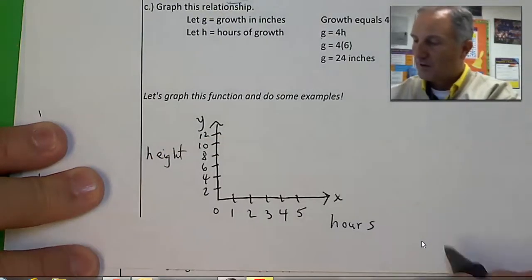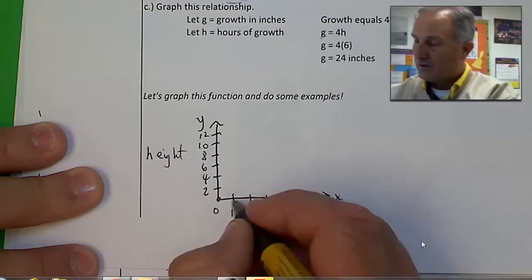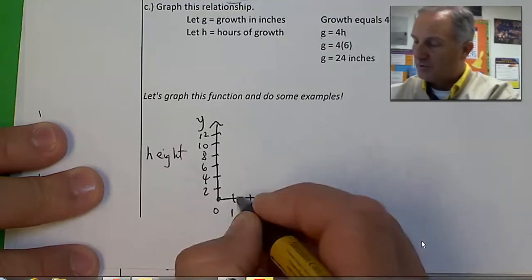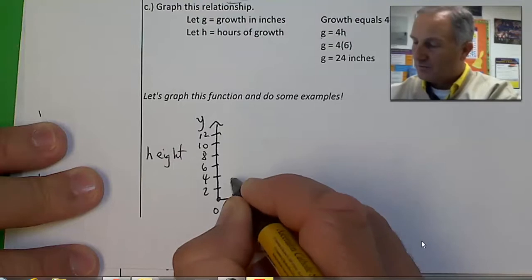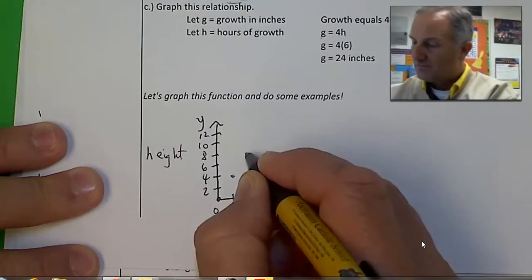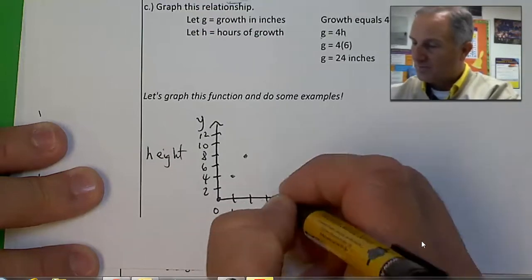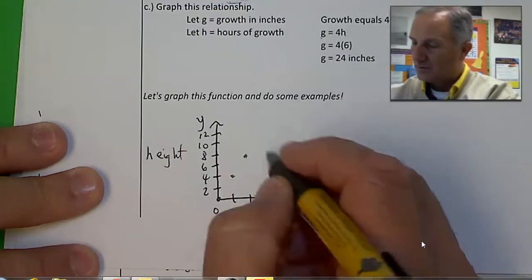Okay? So, of course, at 0, it's nothing. After an hour, it's 4 inches, and I went up every 2 here. So it's 4 inches after an hour. After 2 hours, it's 8 inches. After 3 hours, it's 12 inches, because 3 times 4 is 12.